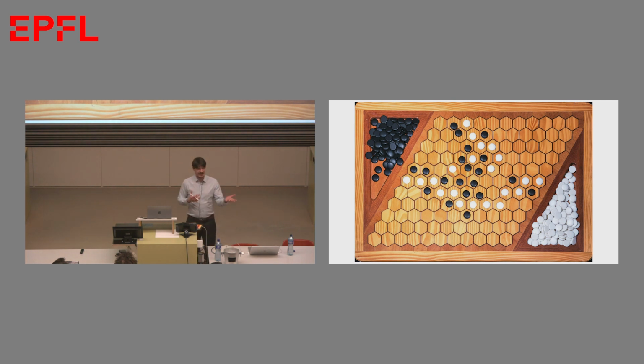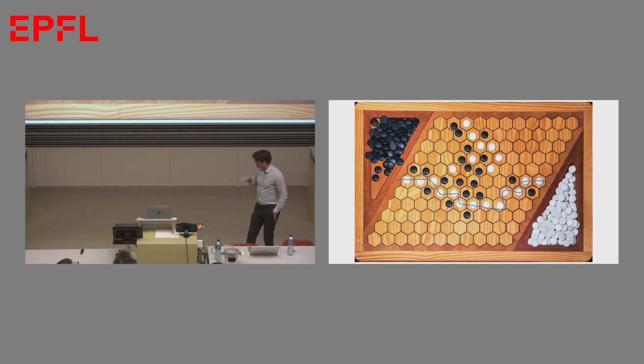It's played by two players. They alternate placing white and black stones on this hexagonal board. And the white player is trying to construct a white path from the left side to the right side, while the black player is trying to obstruct it and construct a vertical path of black stones. So in fact, in this game configuration, the game's already ended. The white player has constructed a white horizontal path, so they've won.